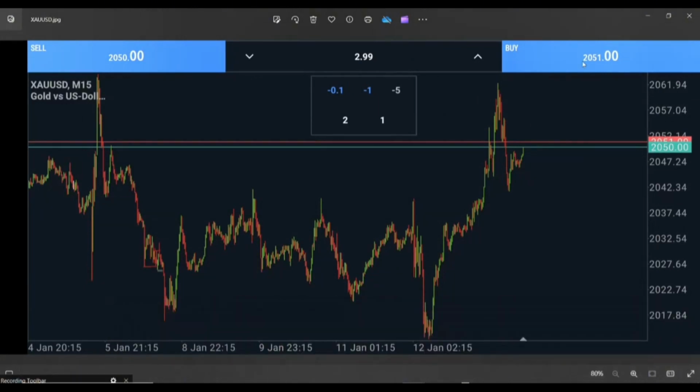For example, this is the ask price. This is the price at which the market is selling gold, and you are willing to buy at 2051. So this is the price at which you are willing to buy. It is called the ask. Remember, this is the price you are willing to sell. It is called the bid. The price at which the market is buying and you are willing to sell is called the bid. The price at which the market is selling and you are willing to buy is called the ask. This is the ask price, 2051.00. This is the bid price, 2050.00. Do not confuse them, please.